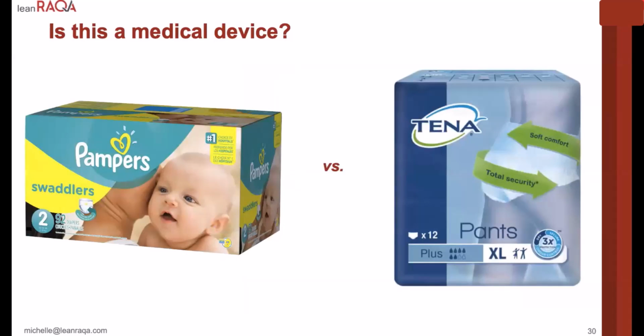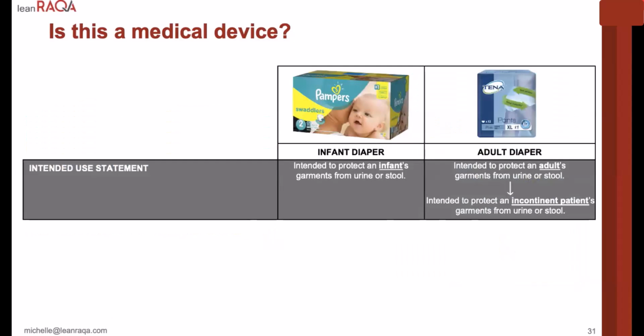So let's do this one together, or let's take votes. So we've got two very similar products. They're both diapers. One's indication or patient population is for babies, and one's patient population is for adults. So do you think either of them, none of them? I think the adult pants are the medical device, because adults don't need them, but only adults with medical conditions need them. That's exactly right.